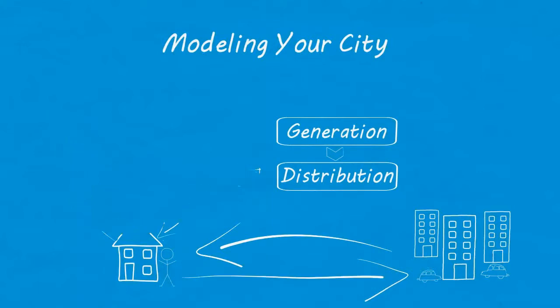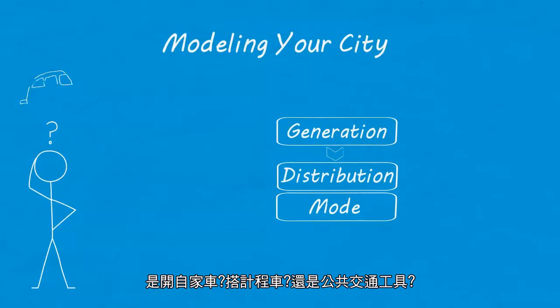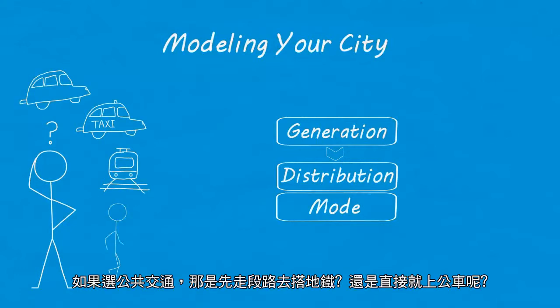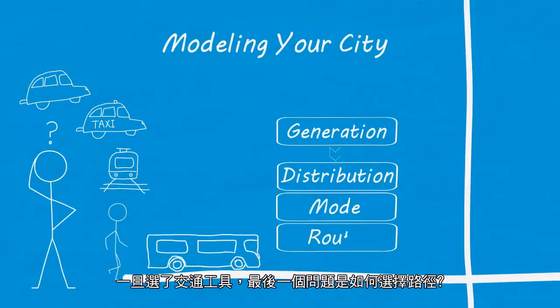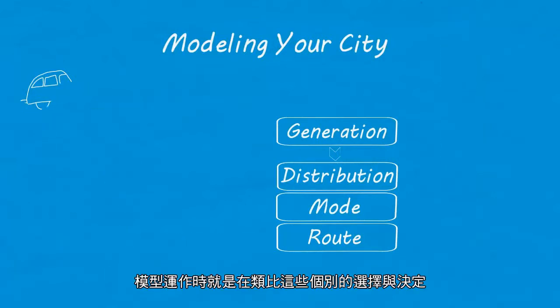from. Then, the question is, as people move around the city, what mode of travel will they choose? Will they drive, take a taxi, or go by public transport? If they choose public transport, are they going to walk to the train, or will they get on a bus? Once they select a mode of travel, the last question is, how will they choose their route? As the models run, these individual decisions are being simulated.